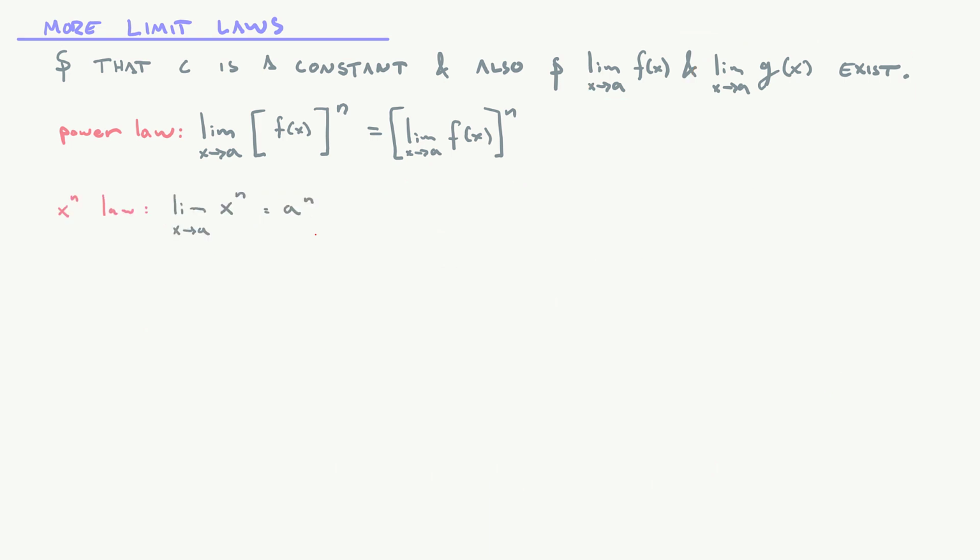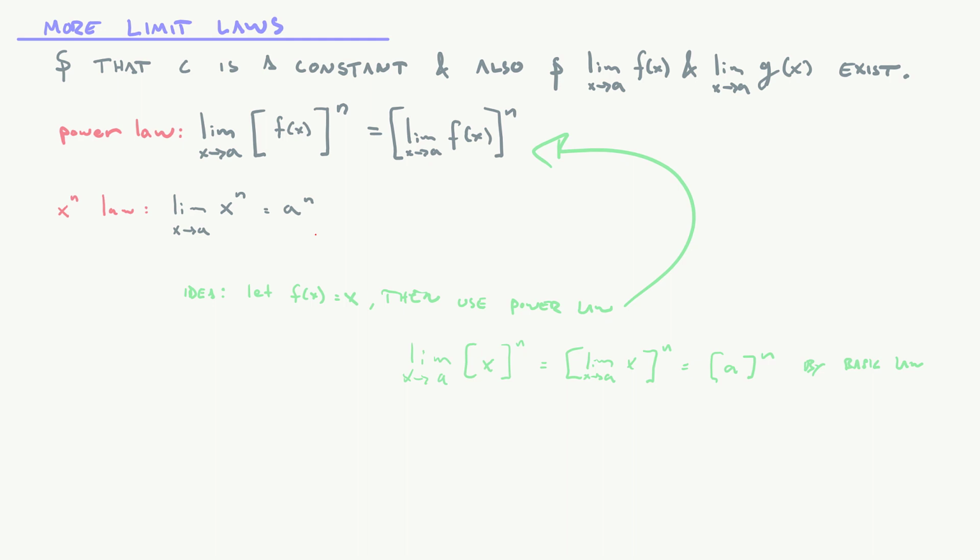The power law also gives us the x to the n law. It says that the limit as x approaches a of x to the n is equal to a to the n. And the idea for proving this one is if we just let f of x be equal to x, and then invoke the power law, there's just a small application of the basic law that said the limit as x approaches a of x is just equal to a.